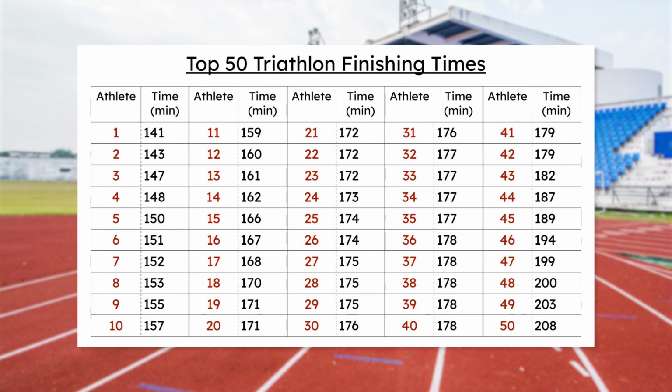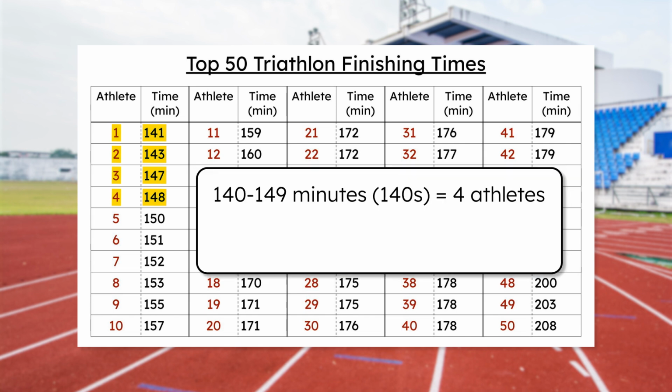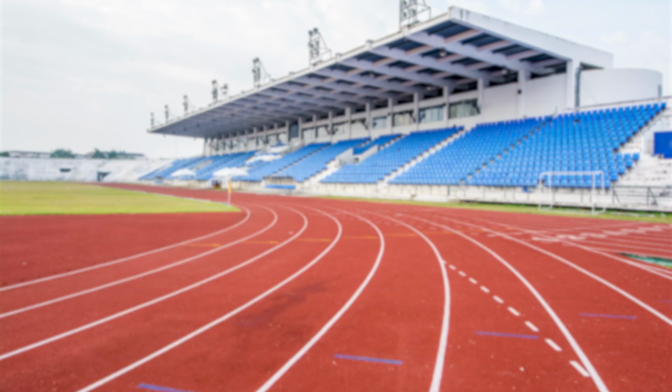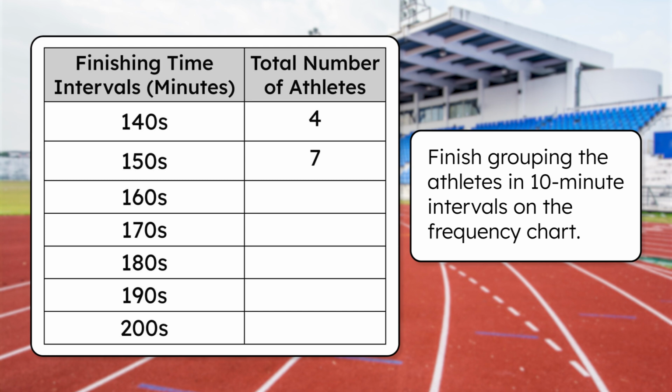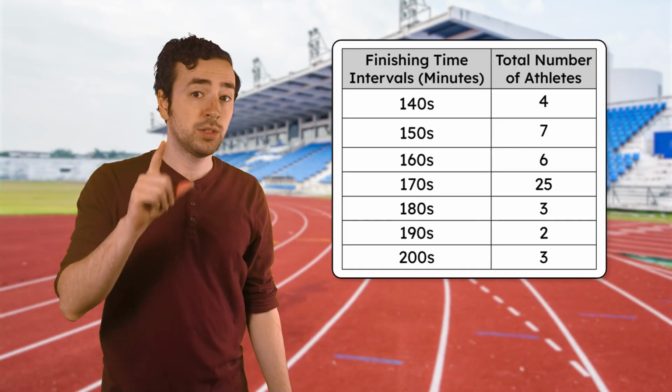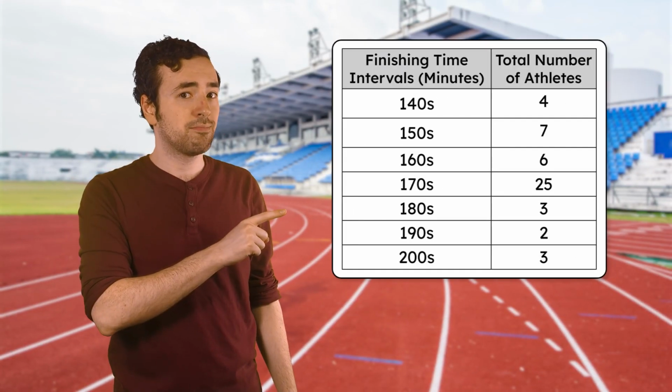For example, how many athletes finished between 140 and 149 minutes? Yeah, 4. How many athletes finished between 150 and 159 minutes? Yep, 7. Pause here to finish grouping the athletes in 10-minute intervals on the frequency chart in your guided notes. Does your data set match mine?